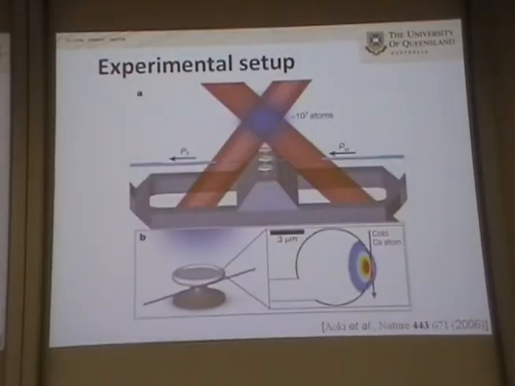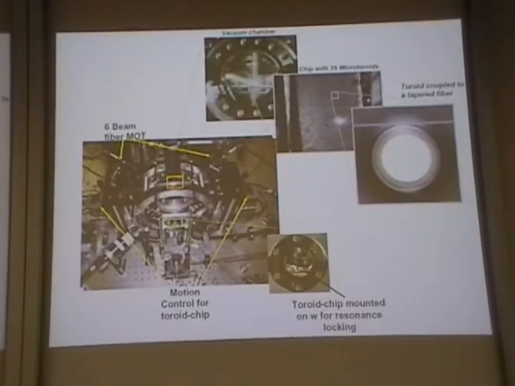So this was the experimental setup. I'll talk about that in a moment. You can see here's a chip with a set of toroids on it. We're coupling to one of them. We've got a magneto-optic trap, which is a bit off-center here, so you can see the toroid, but it should be sitting right on top of the toroid.